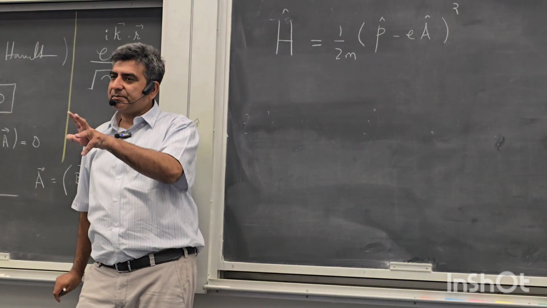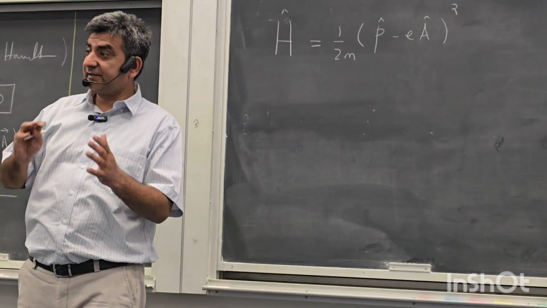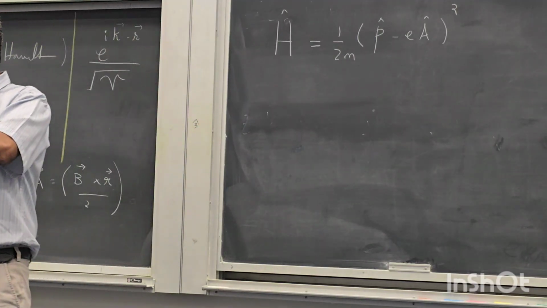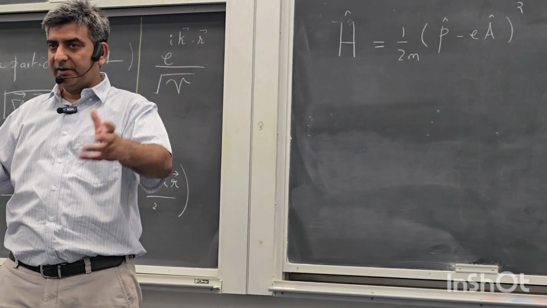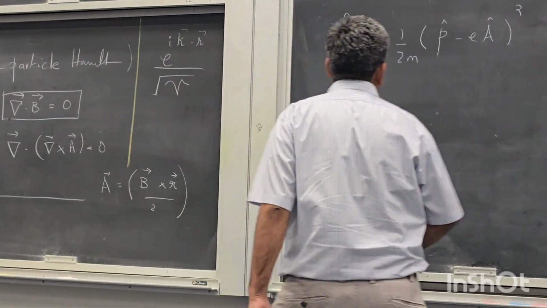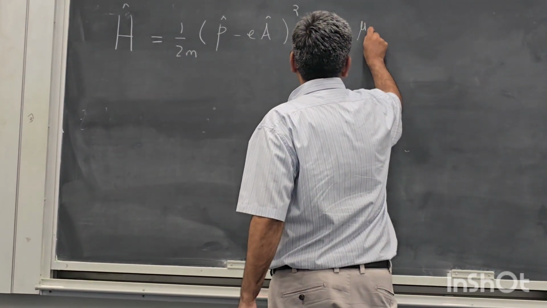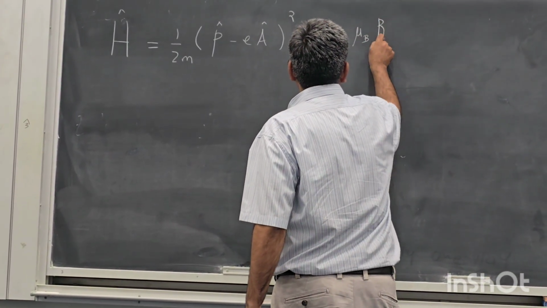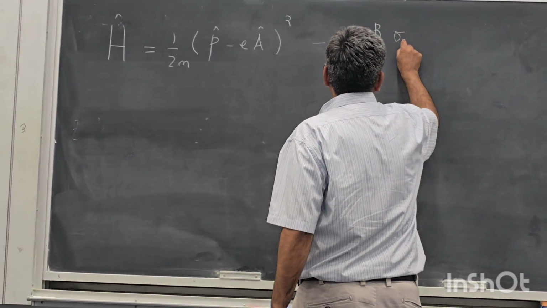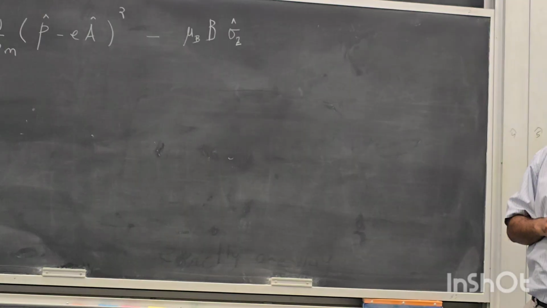Remember that the electrons are spin half particles. So there is a Zeeman interaction. There's an interaction of the spin of the electron, the spin half of the electron, with the field. And there is a Hamiltonian corresponding to that as well. That Hamiltonian, as we've seen in the previous lecture, is minus mu B, B being the strength of the magnetic field, and the Z Pauli matrix, because the field is applied along the Z direction.